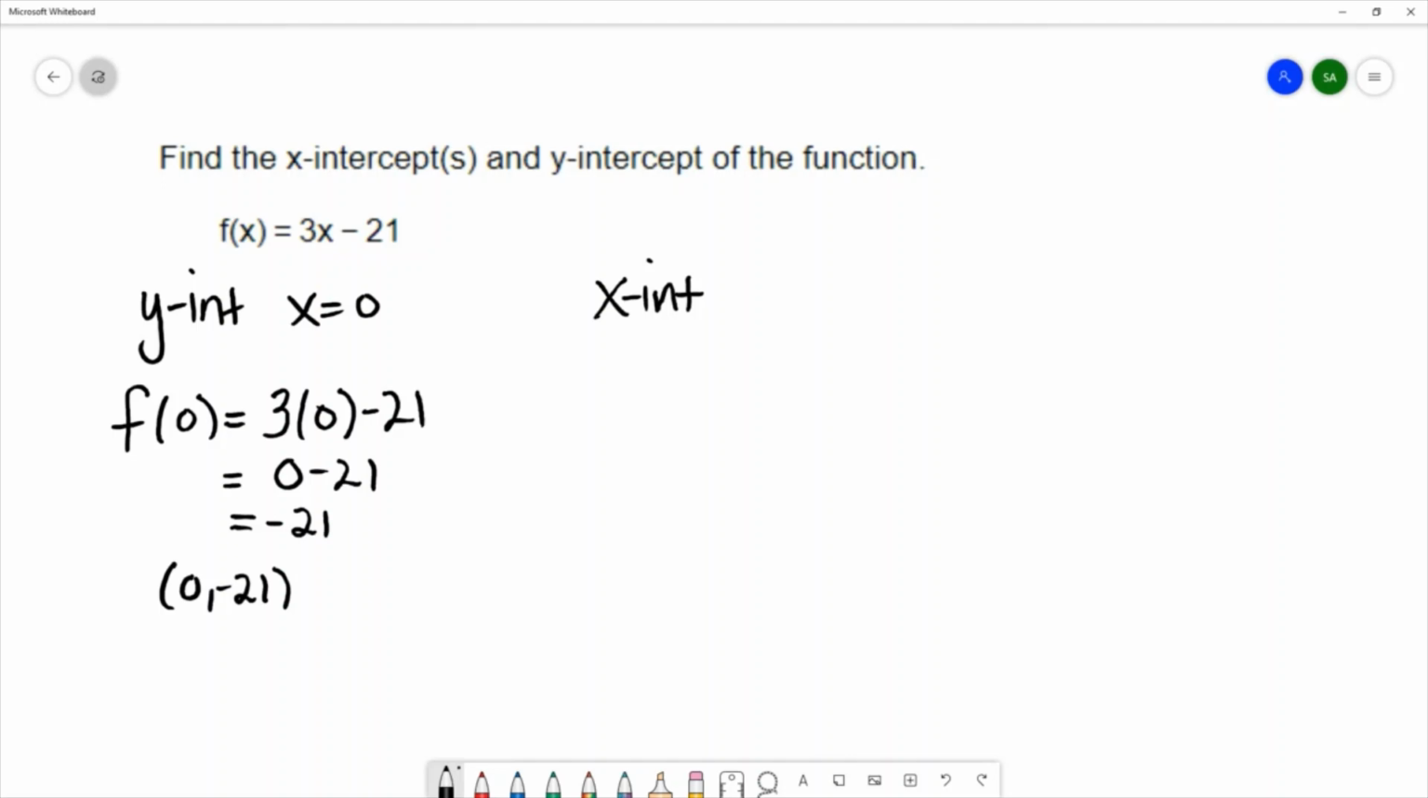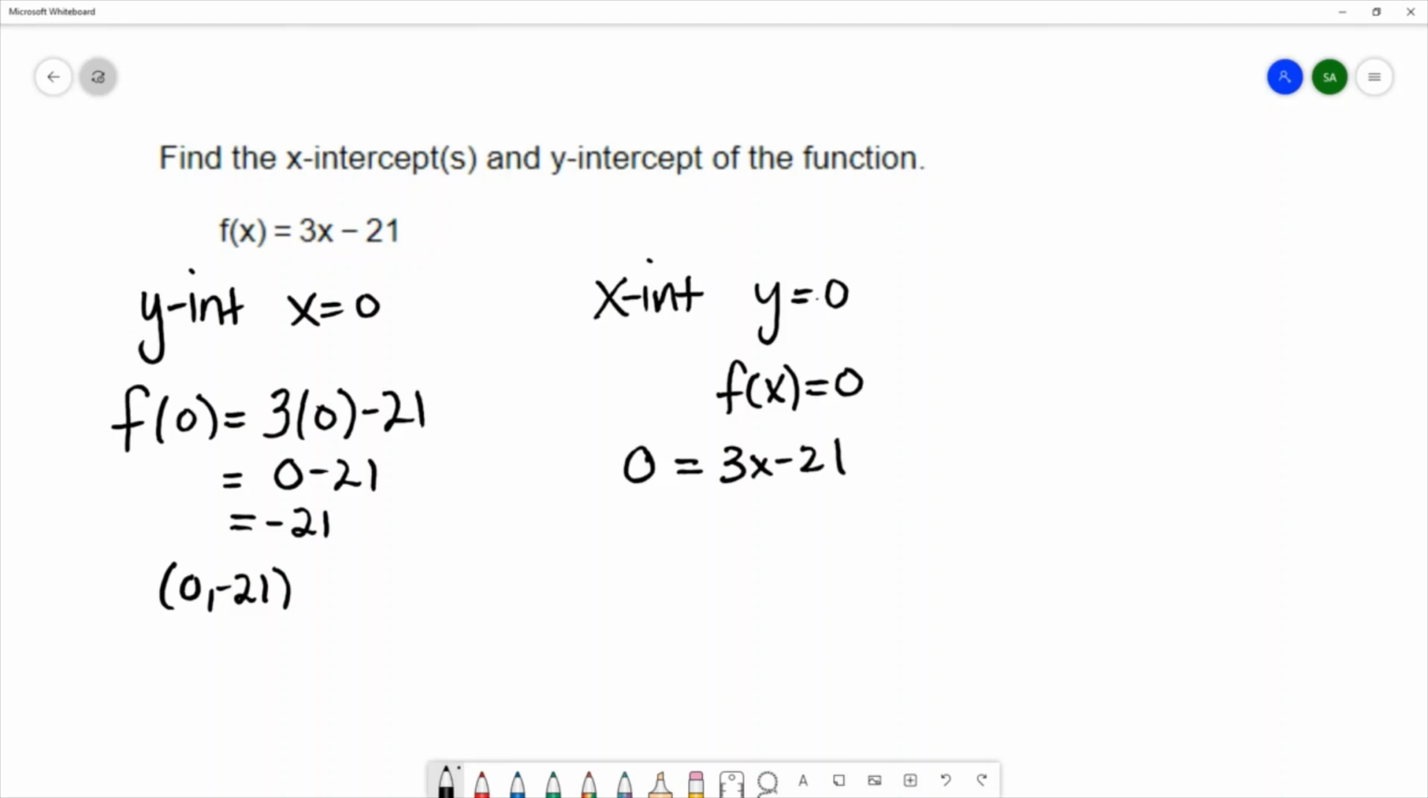Then we want to find the x-intercept. To find the x-intercept, you let y equal 0. And in our function notation, f of x is what represents y. So we're letting f of x equal 0. That would give us 0 equals 3x minus 21.